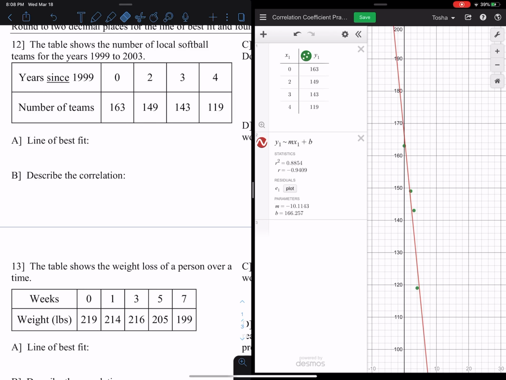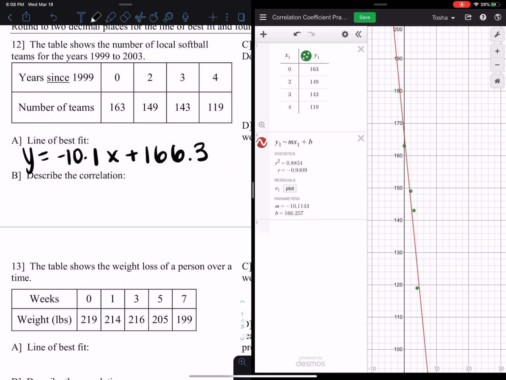Then down here we have our parameters, which give us our regression line. So for A on our worksheet, we're going to put the line of best fit. That's y equals negative 10.1x plus 166.3. Remember, if it's 5 or above, we round it up. If it's 4 or below, we round it down. So since it's 166.25, the 5 rounds the 2 up to a 3.